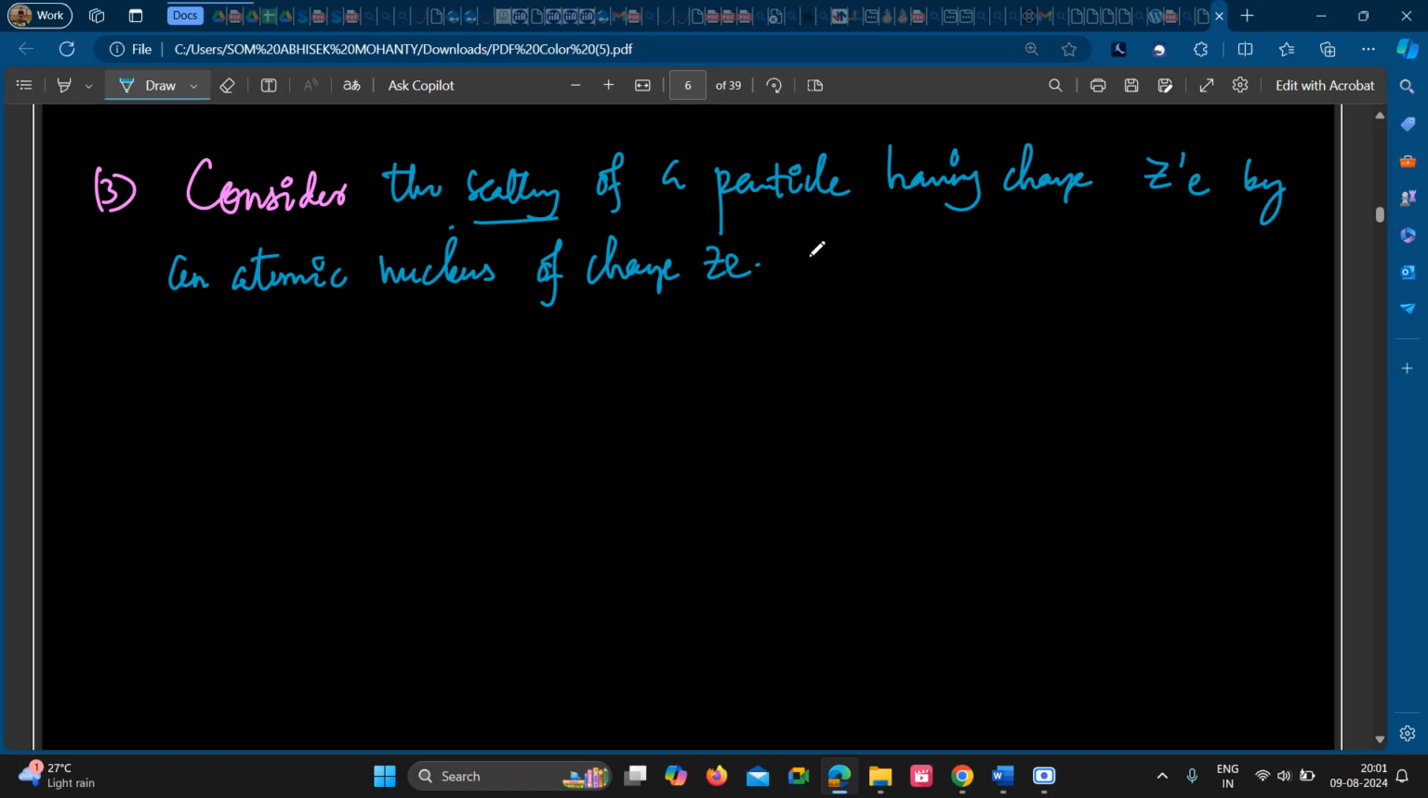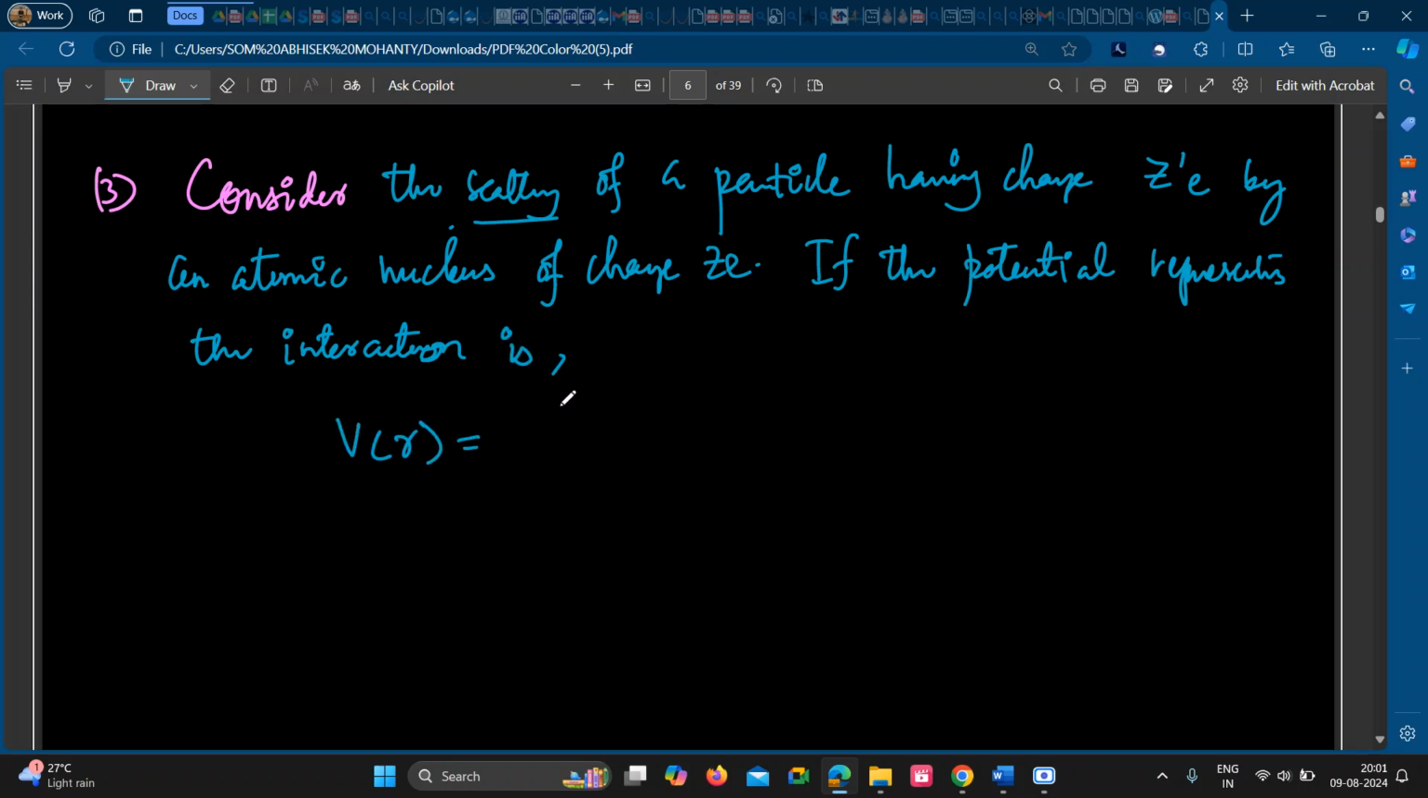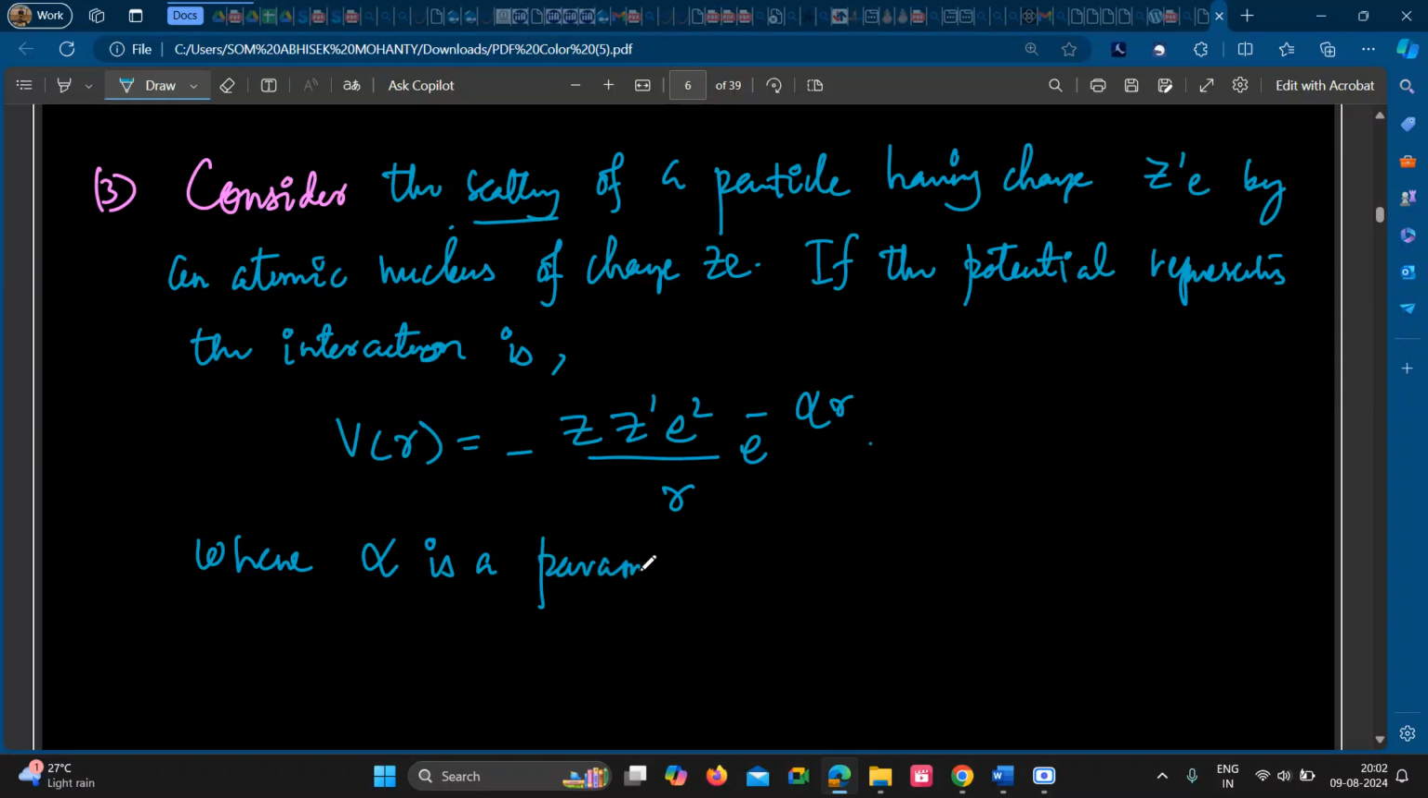If the potential representing the interaction is given, that is V(r) is equal to minus z dash e square divided by r, e to the power minus alpha r, where alpha is a parameter, calculate the scattering amplitude.